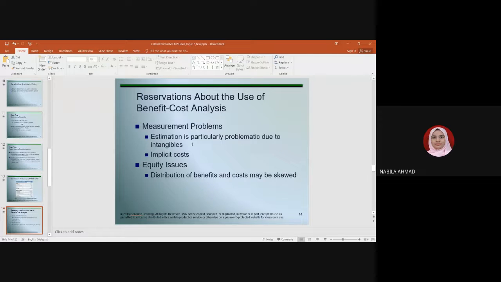And then berlaku juga equity issue di mana the equity ni are not founded, right. The decision rule do not consider how the benefit and cost are distributed across segment of the society. It is possible that the distribution of benefit ni sometimes they might be skewed. Maknanya some group of people saja yang akan better off, and some group of people akan be not fair lah ataupun worse off, right? So itu adalah among the problem, right?